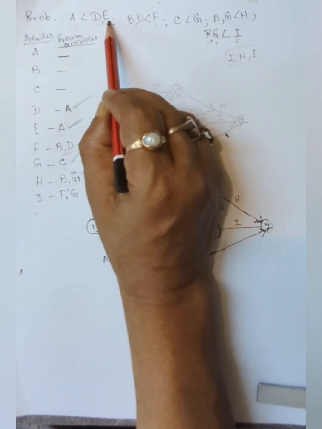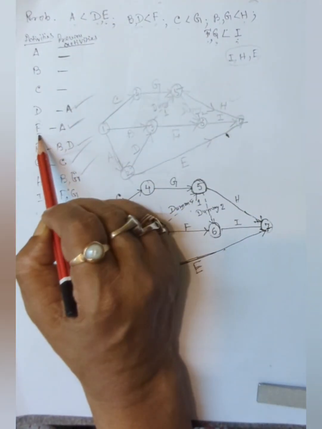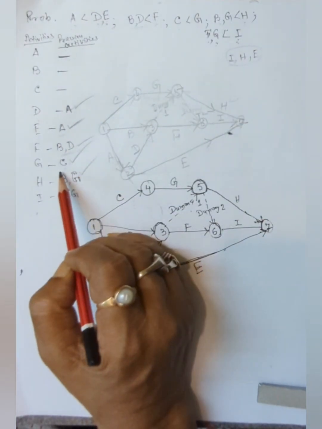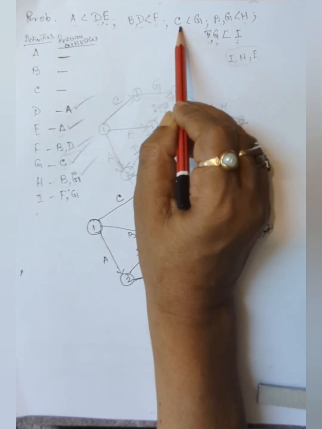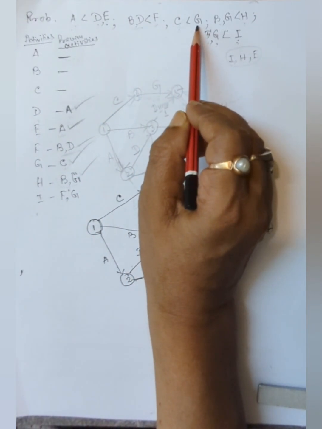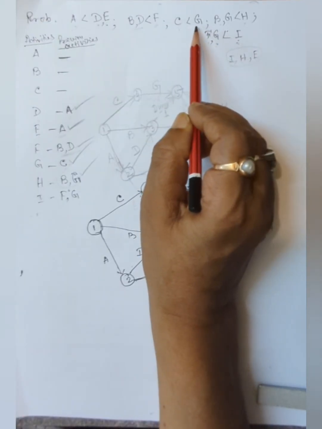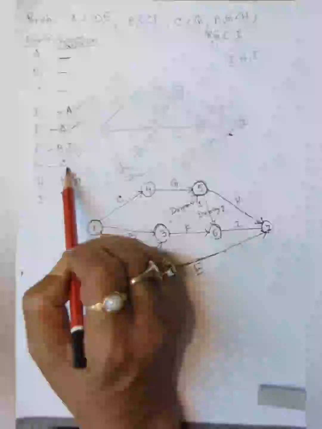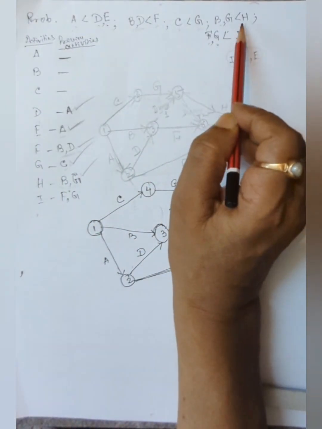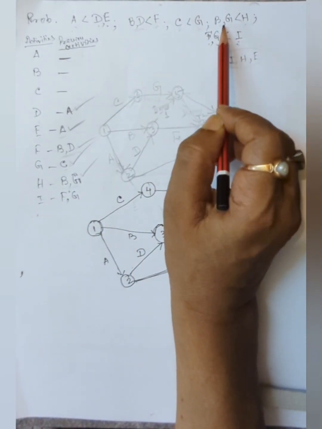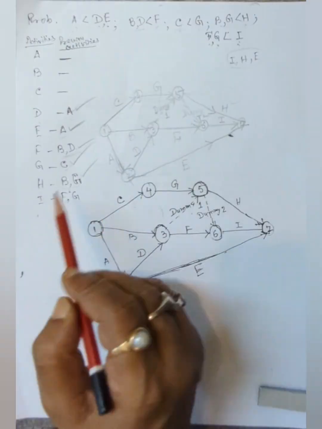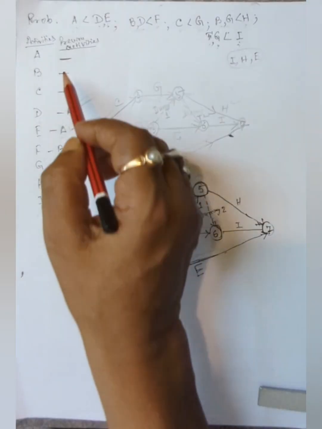For E, check E, you have to complete A. That's why A. And C less than G means G can be started only after completion of C. And H can be started only after completion of BG. And I can be started only after completion of FG.